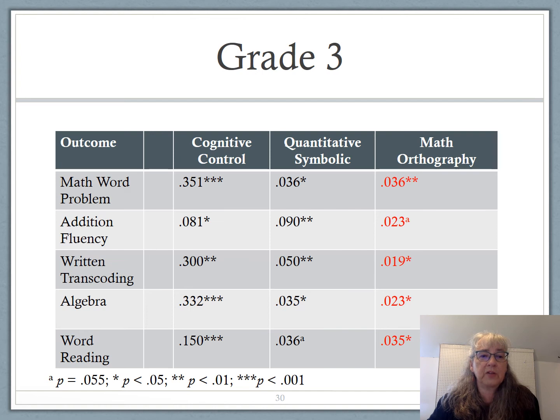The same pattern is shown for all of the outcomes: addition fluency, written transcoding, the algebra measure, and word reading at the bottom. In all cases, somewhere between 2 and 4% of the variance is unique to math orthography. The findings for word reading are particularly interesting because it tells us that a lot of the symbol processing that's going on is probably common to what happens when children are processing words.